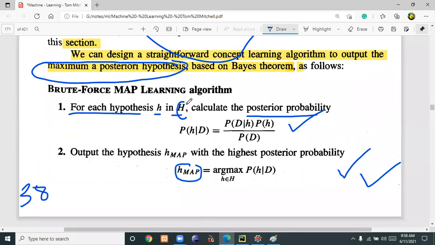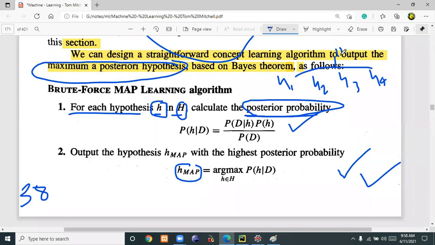Okay, and here for each hypothesis h in capital H, there is some set of hypotheses. For every hypothesis, you have to find out the posterior probability. For H1, you have to find out the posterior probability. For H2, you have to find out the posterior probability. So these all belong to capital H, and for every one you have to calculate the posterior probability.